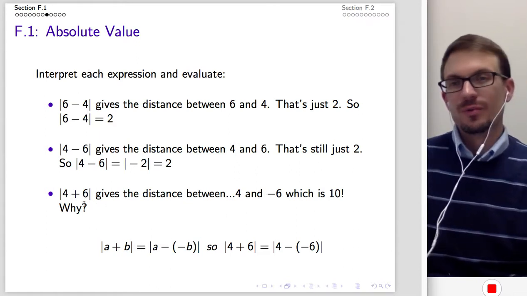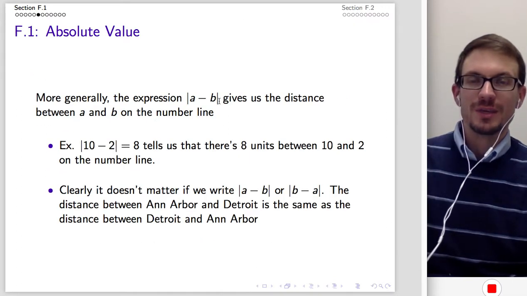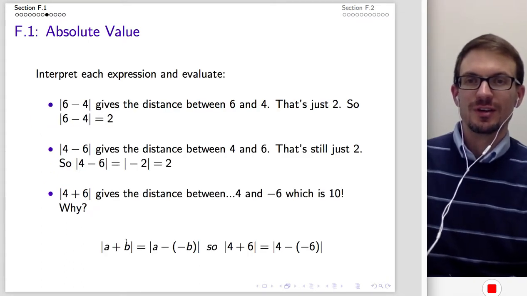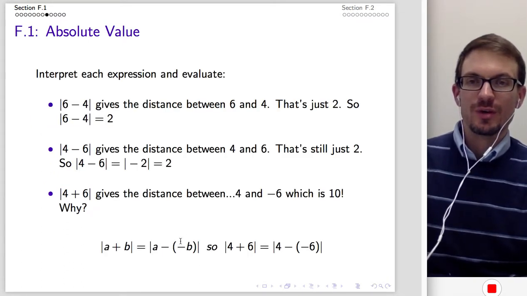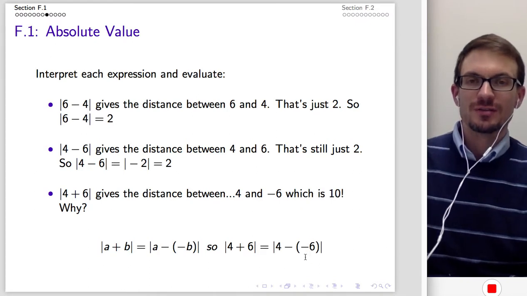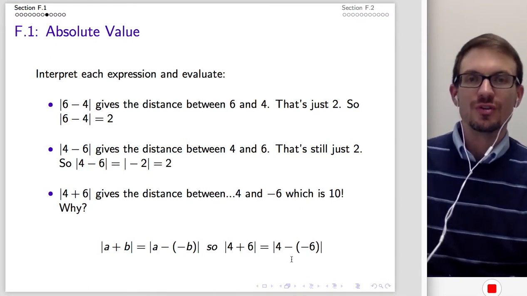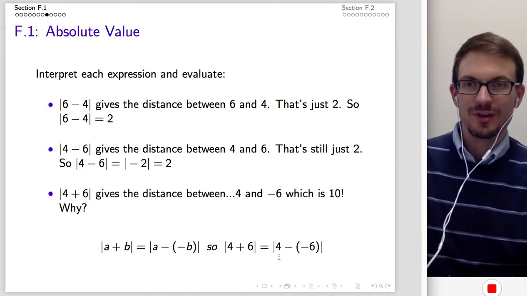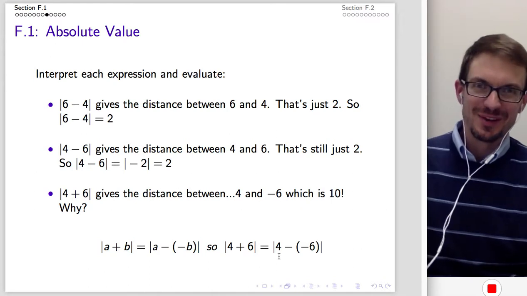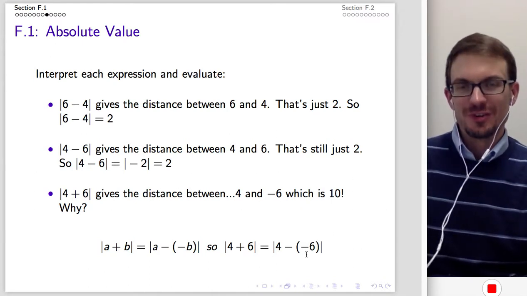Well, remember, we defined the distance as the absolute value of a minus b. But this is 4 plus 6, so we have to recast this to be an a minus b. And for that to work, we have to make a negative minus a negative. Minus a minus is a positive, so that's how we can do this. To get this in the form a minus b, we can write 4 plus 6 as 4 minus negative 6. These are 10 units away on the number line, and the absolute value of 10 is 10. That's why this has this interpretation of 10 units apart.